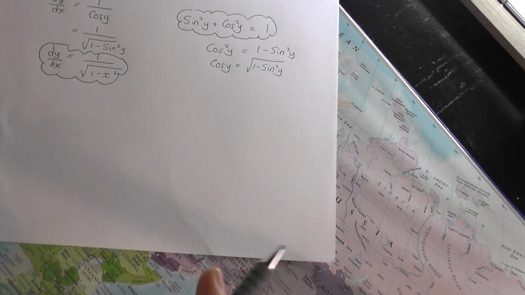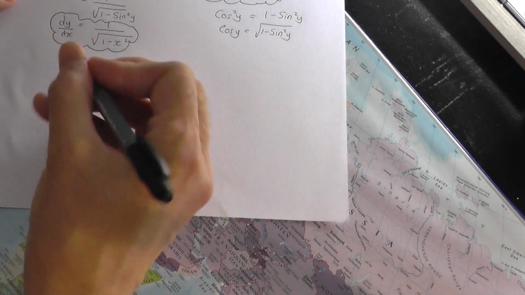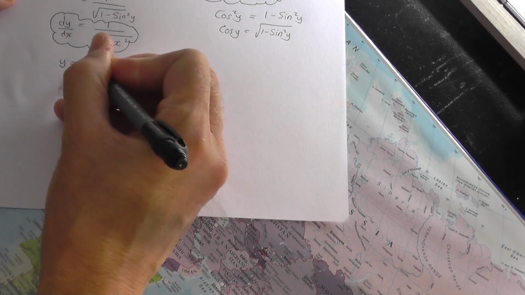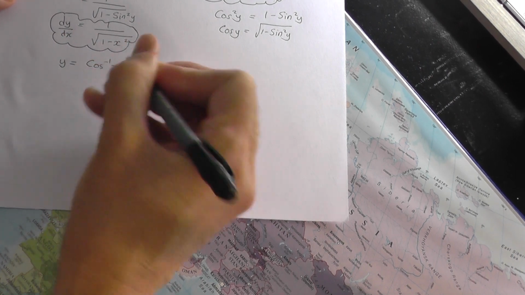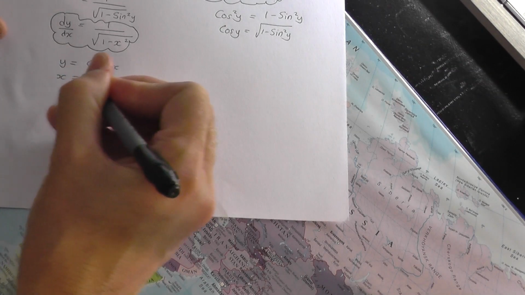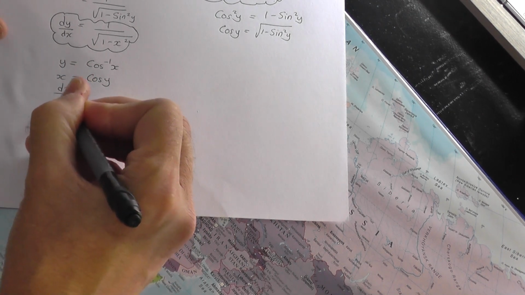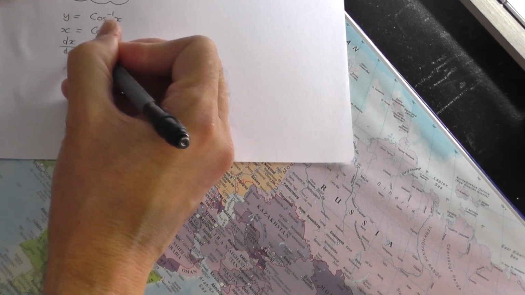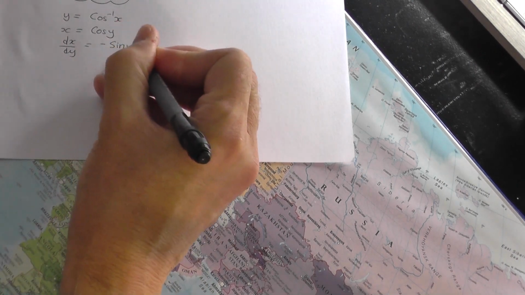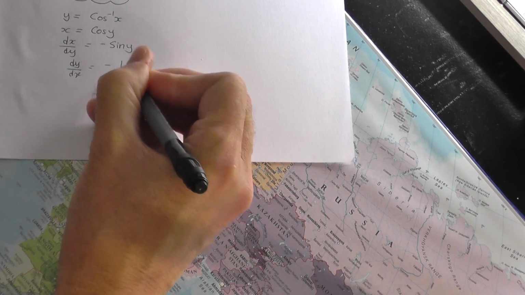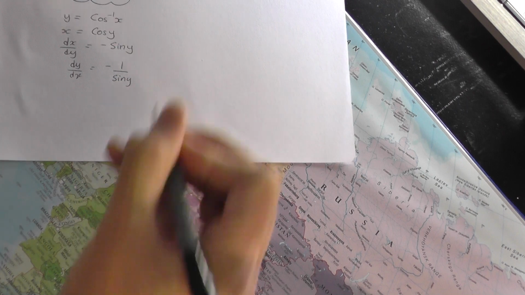Okay, and then the third one, which you need to know about, is obviously the inverse cos function. So let's see if I can squeeze it in at the bottom here. It's all very similar now. y equals cos to the minus 1 of x. So x equals cos of y. So dx by dy will be equal to, if you differentiate cos, just be careful, it's negative sine y. Flip it upside down, you get dy by dx, you get minus 1 over sine y.